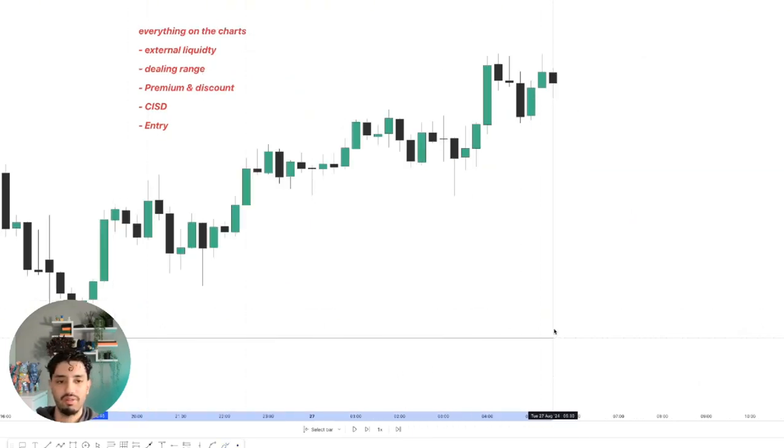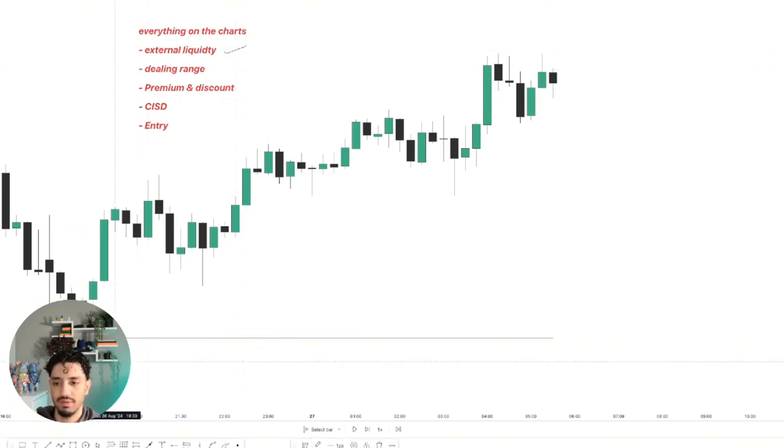Okay, so here I have another example. So what is the first thing you do? You identify your external liquidity. So we have this low right here. This is our external low, and we have this high right here. So this is our external high.